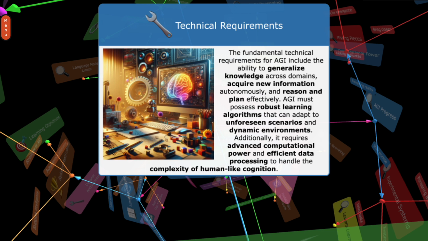The fundamental technical requirements for AGI include the ability to generalize knowledge across domains, acquire new information autonomously, and reason and plan effectively. AGI must possess robust learning algorithms that can adapt to unforeseen scenarios and dynamic environments. Additionally, it requires advanced computational power and efficient data processing to handle the complexity of human-like cognition.